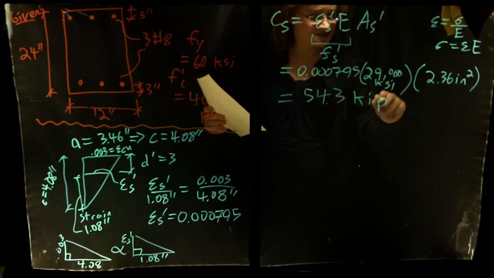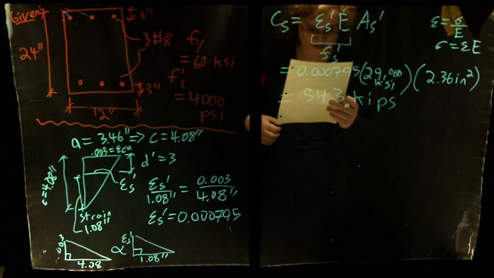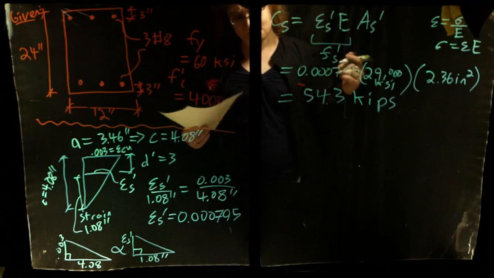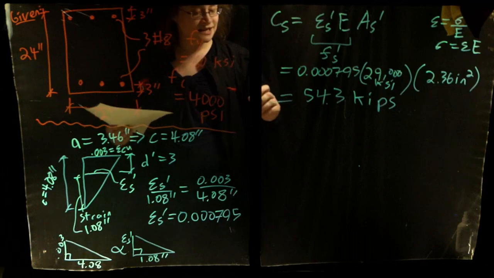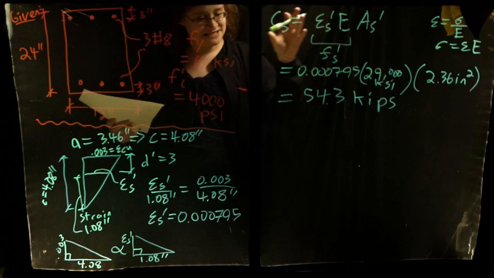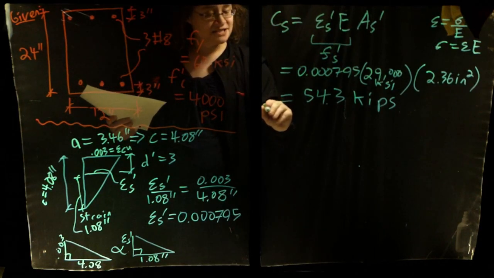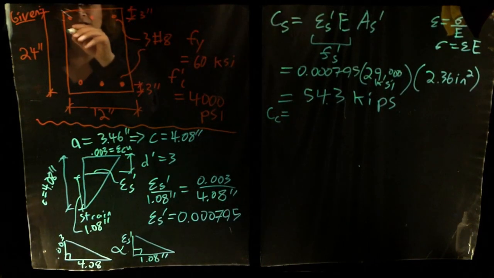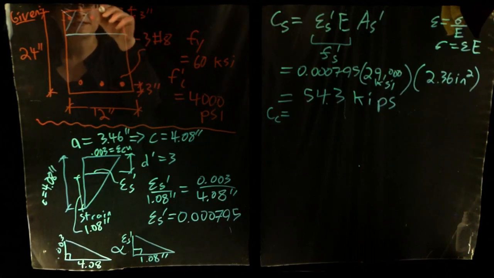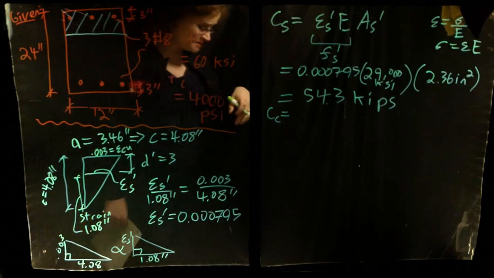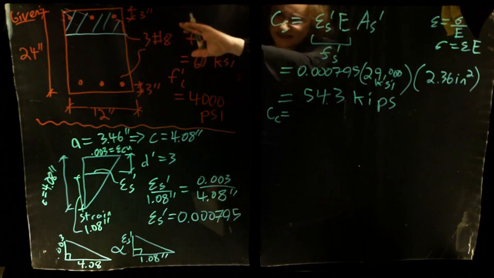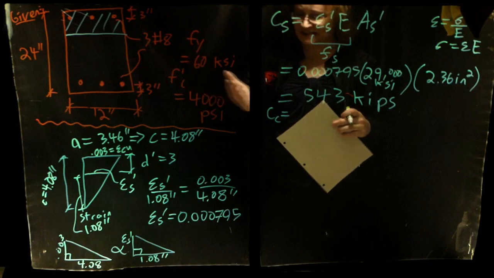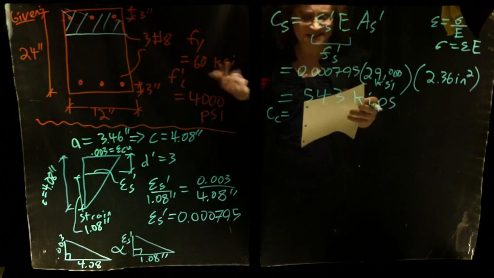This is a force, so it should be in units of force, pounds force, newtons, kilonewtons, etc., depending on what kind of units you prefer. Now, we have the compression force in the steel, but I also need to get the compression force in the concrete, and this is equal to the total compression force in the concrete represented by the Whitney stress block. So it is taking the stress that's applied over the entire Whitney stress block and multiplying by the area of the Whitney stress block, and that produces a compression force in our concrete, C sub C.